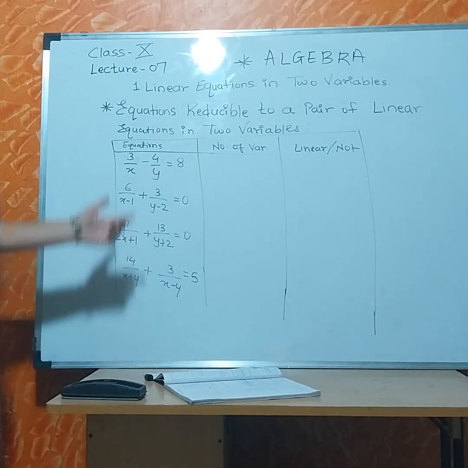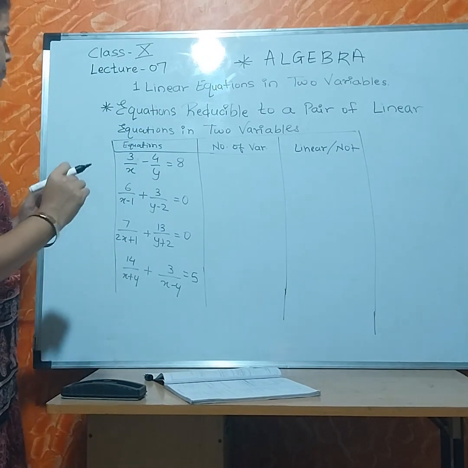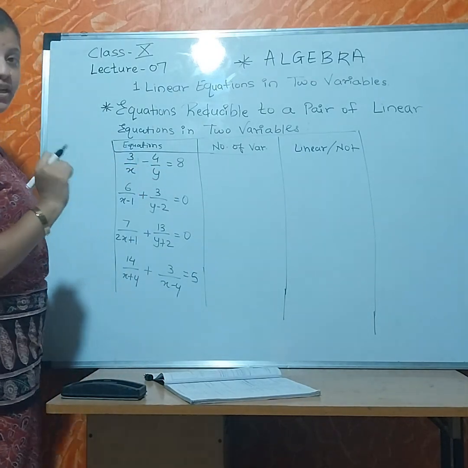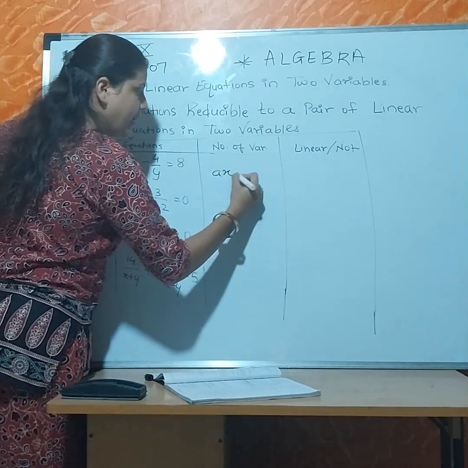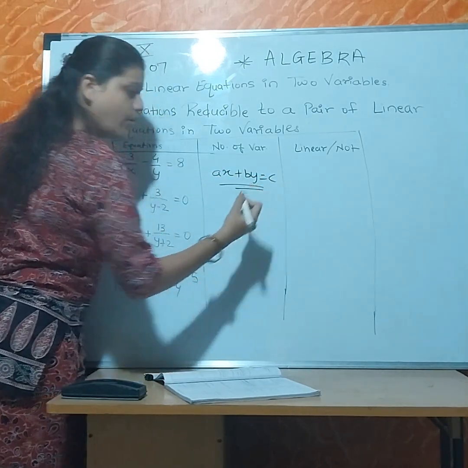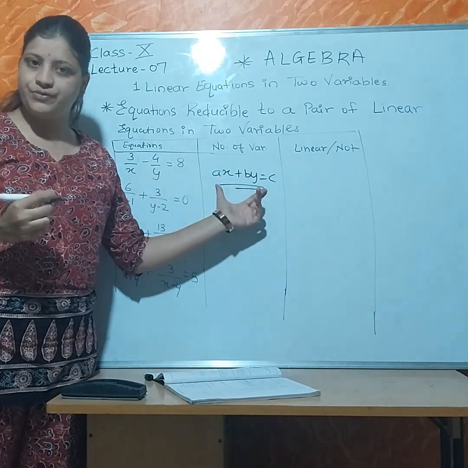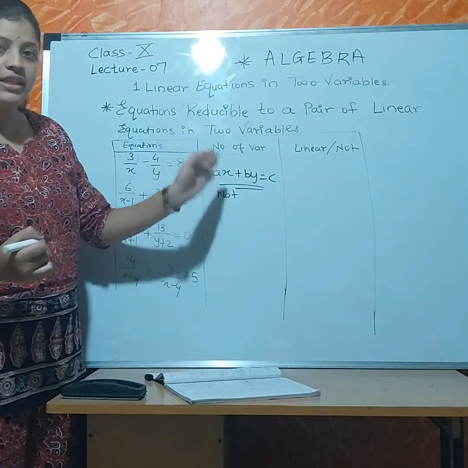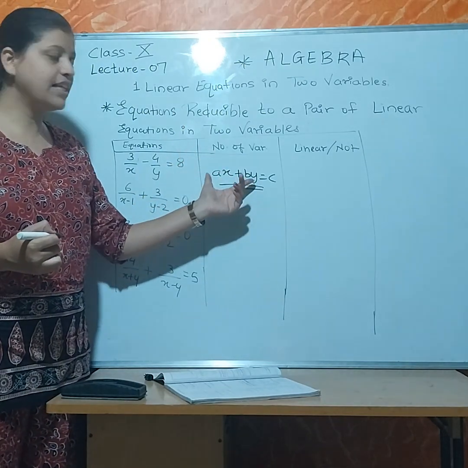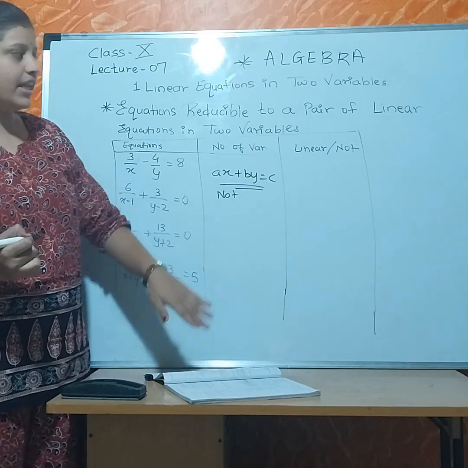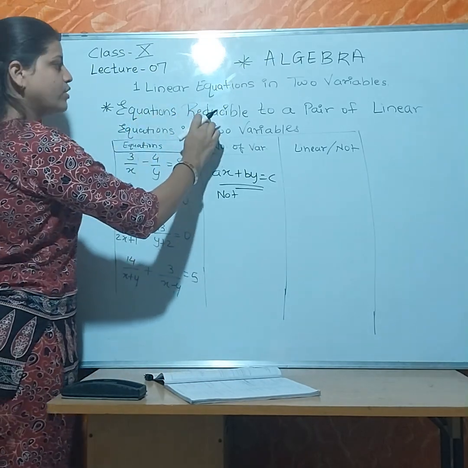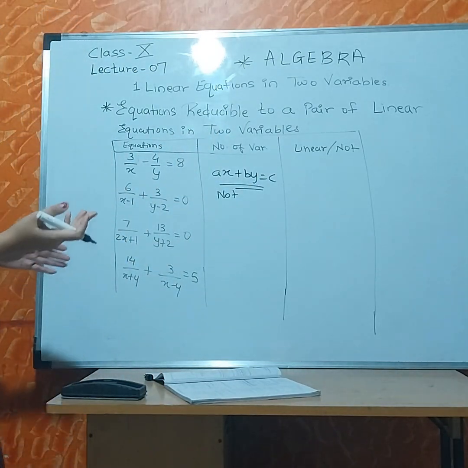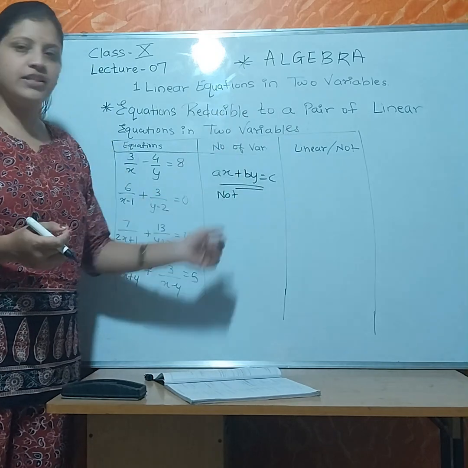two variables. What does this sentence mean? Suppose the equations are not linear. What is the general form of a linear equation? ax plus by is equal to c. This is the general form. Now if the equation is not in this form, then it is not a linear equation, right? So to convert equations which are not linear into linear equations is known as equations reducible to a pair of linear equations in two variables. Means we have to reduce them and convert them into linear equations in two variables.